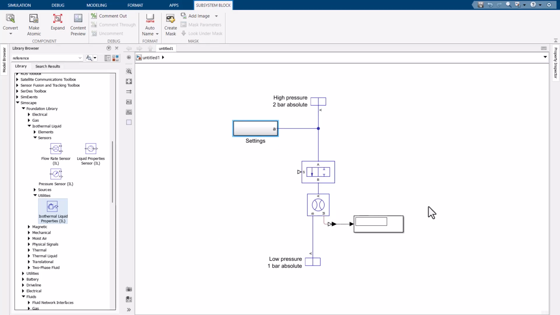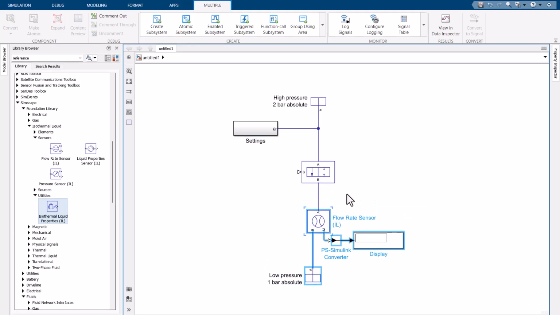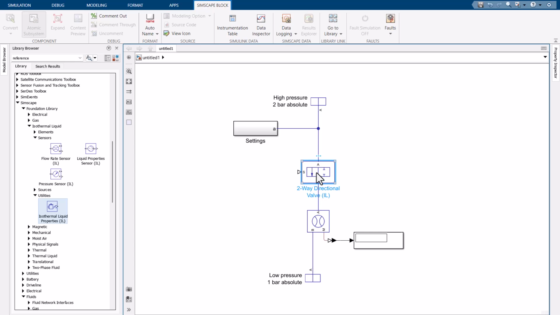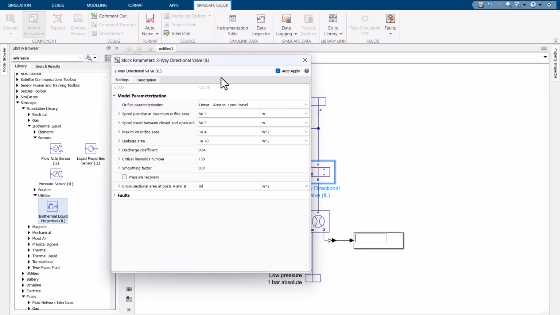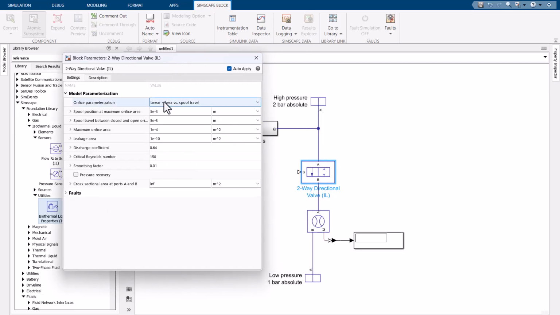And here comes the most important part of this tutorial, which is how to deal with this component, this two-way directional valve. And I double click on it, and here are the settings. By default, it is a linear area versus spool travel. So as long as the signal is changing linearly, the area, which is the free surface of the liquid, is going to change linearly too.